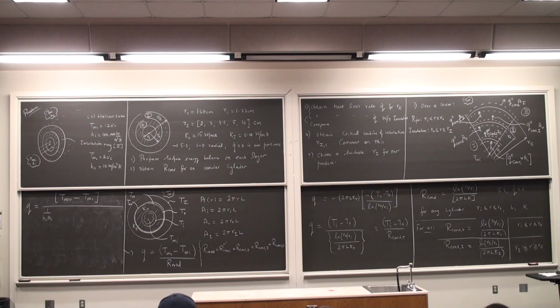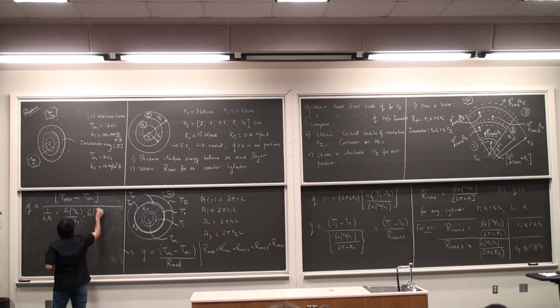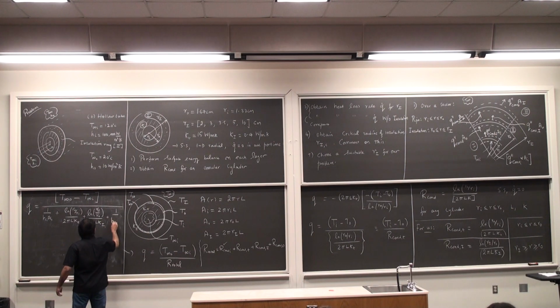Then the conductive resistances, which we have just written down there, two of them, throw those fellows into the mix. So plus logarithm R0 by Ri over 2 pi L kT. Make sure that you're using the thermal conductivity of that particular body when you're writing the conduction resistance. Third one, logarithm Ri by R0 over 2 pi L Ki, and the convective resistance plus 1 by H0 A0.